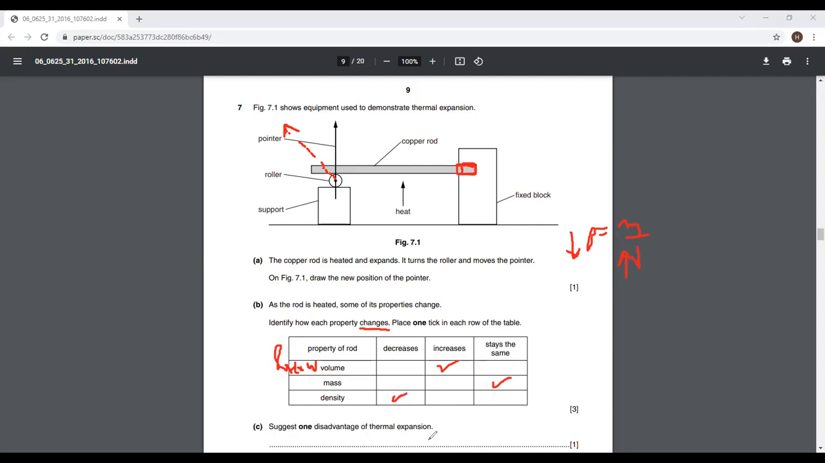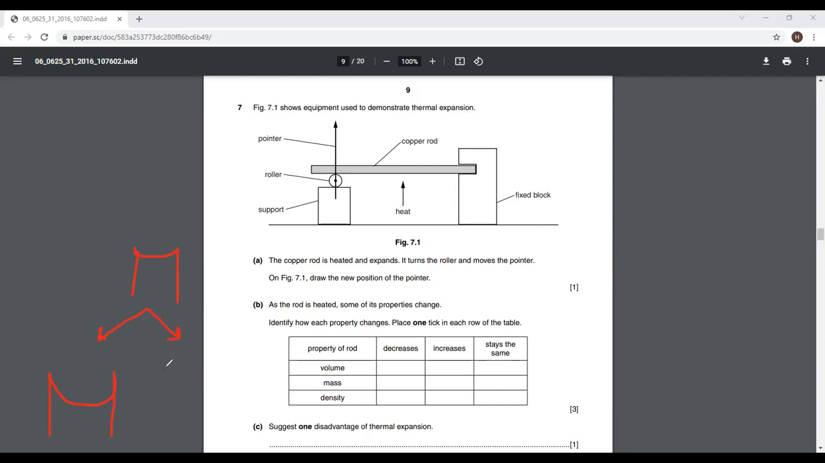Now, one disadvantage of thermal expansion. We could say that one of the things that is not good about thermal expansion is, for example, the telephone post or the electrical cable. This is the electrical cable. During the summer, what will happen? The electric cable will expand and increase in length, so it will be near the ground, and this is one of the disadvantages.